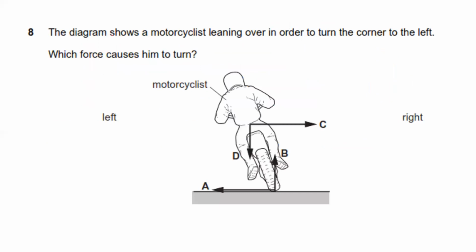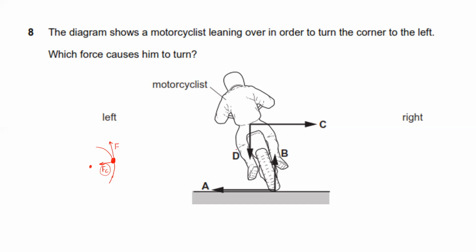Then question number 8. It says the diagram shows a motorcyclist leaning over in order to turn the corner to the left. Which force causes him to turn? So remember, if a body is turning, or moving in a circular direction, then the centripetal force, the force that acts towards the center of the circle, is the one that is responsible for moving the body in a circular path, or allows the body to take a turn.